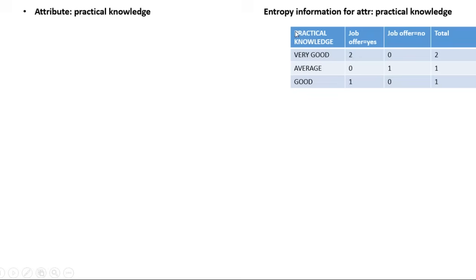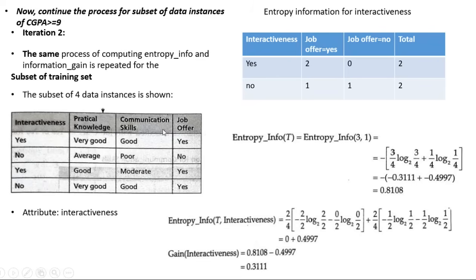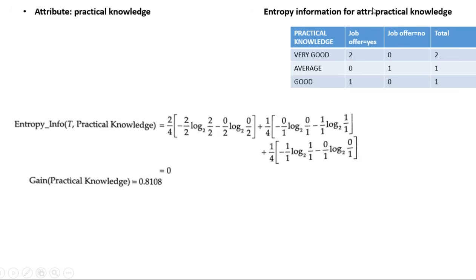Now repeat the process for practical knowledge. From the gray table, you come up with this practical knowledge table. Whenever practical knowledge is very good, these are the number of job offers I have got. When it is average, these are the job offers I have got, and when it is good, these are the offers I have got. So find the entropy information for practical knowledge.